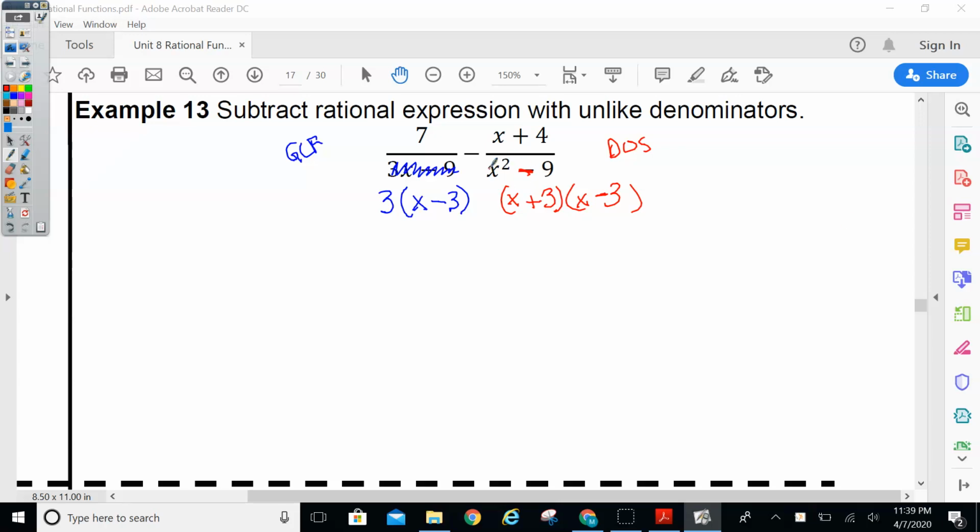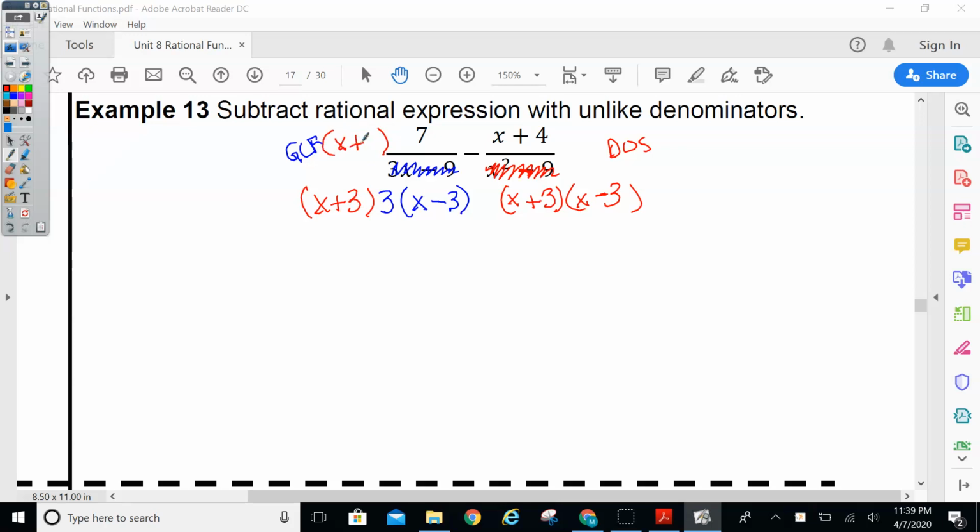Okay, so now, again, this is this denominator. We've got to see what's missing. So on this one, what does this one have that this one doesn't? Well, it has the minus 3 factor. It doesn't have the plus 3. So we need to multiply this one by x plus 3. Whatever we do at the bottom, we multiply by the top.